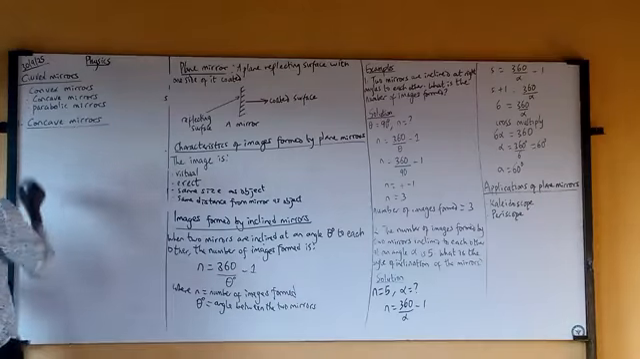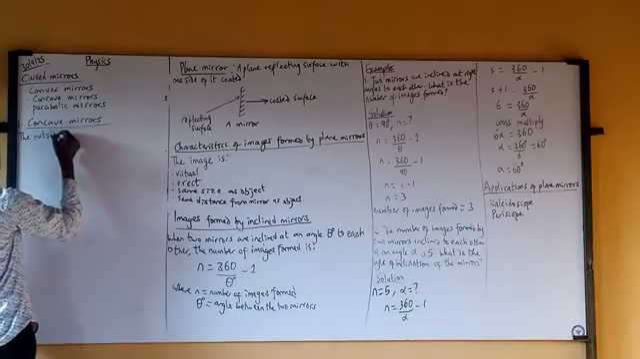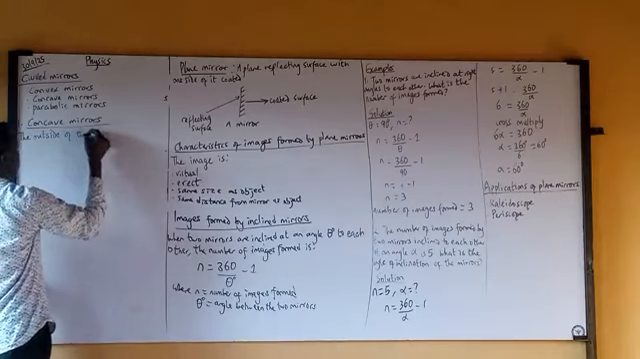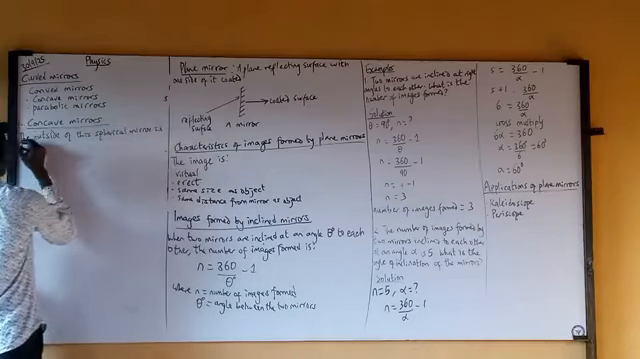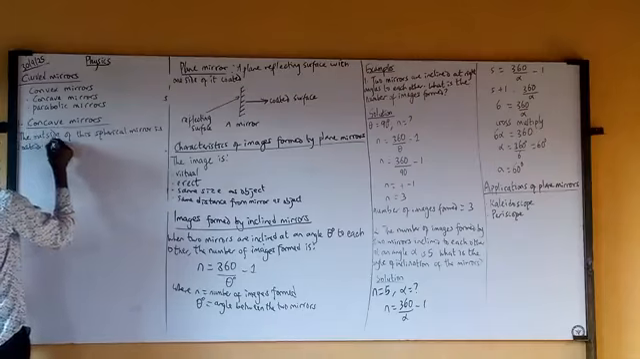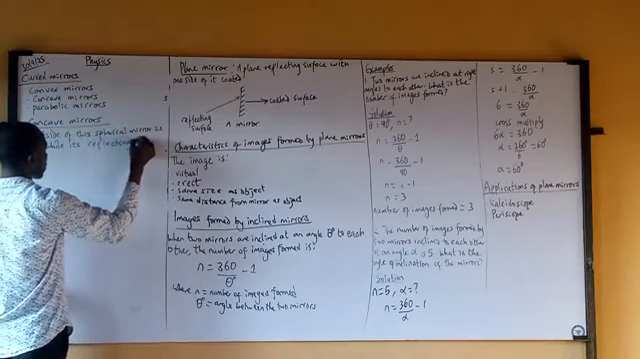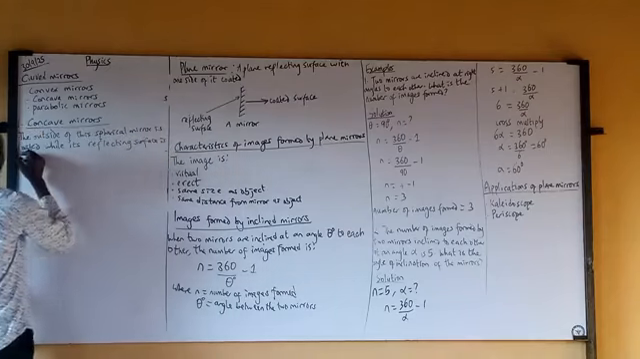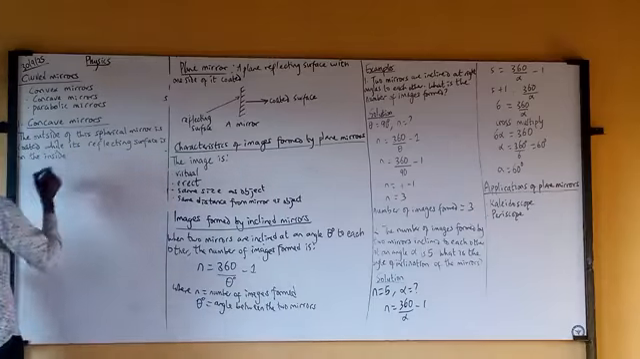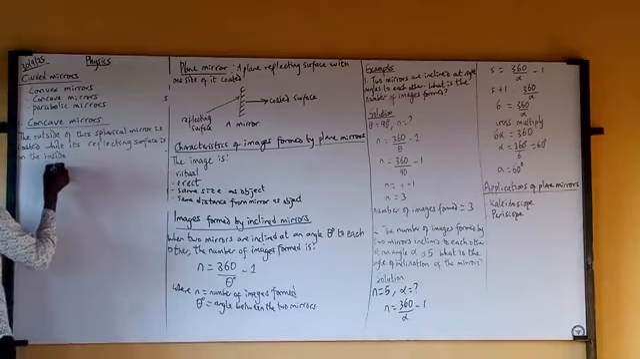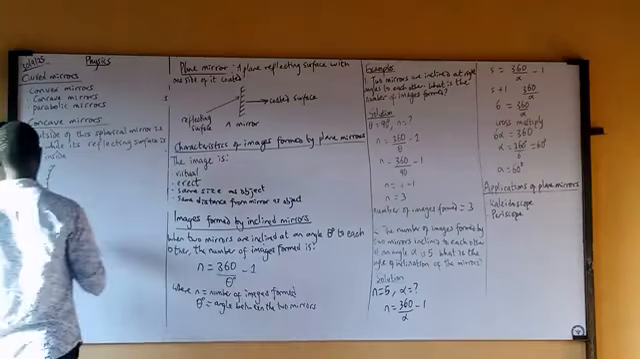For a concave mirror, the outside of this spherical mirror is coated, while its reflecting surface is on the inside. So in a diagram, this is what we mean. This is the cross section of the concave mirror.